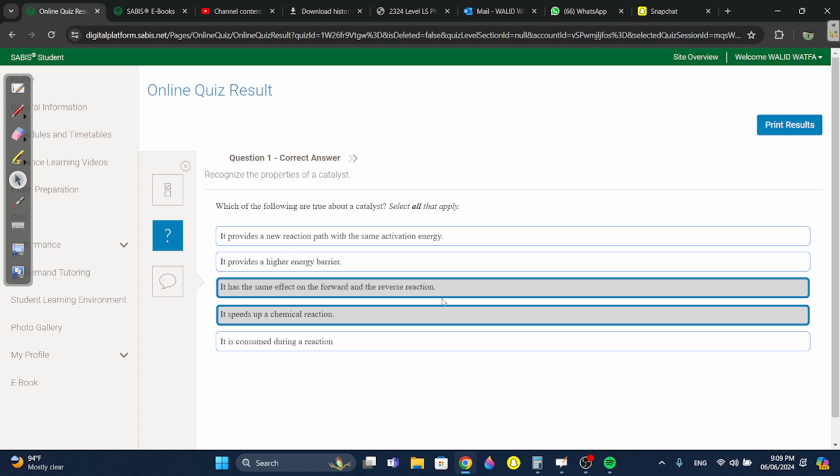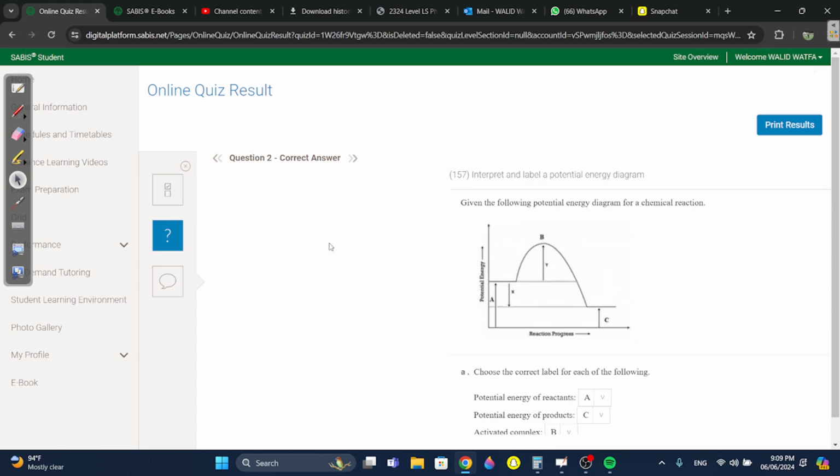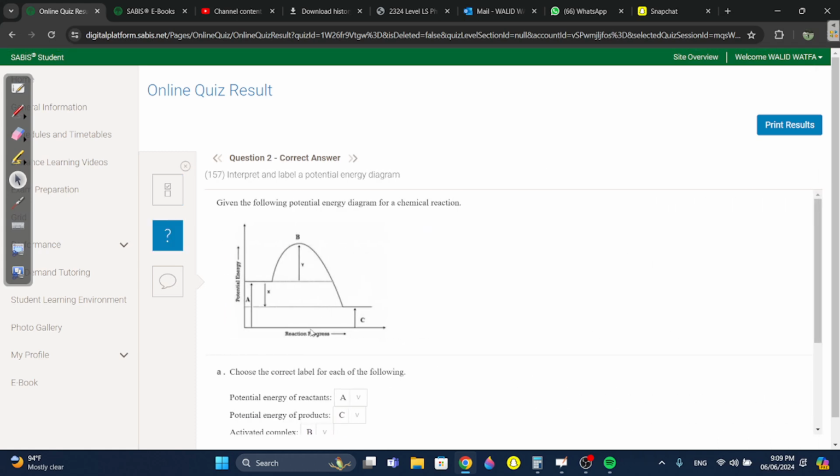have the same effect on the forward and the reverse. Okay, and it speeds up a chemical reaction. Does it provide a new reaction path with the same activation energy? No. Okay, what a catalyst does is basically creates a new path for the reaction that needs less energy. That's why it's faster. Okay, higher energy barrier, obviously not. It's consumed during a reaction, obviously not. Okay, catalysts are never consumed.